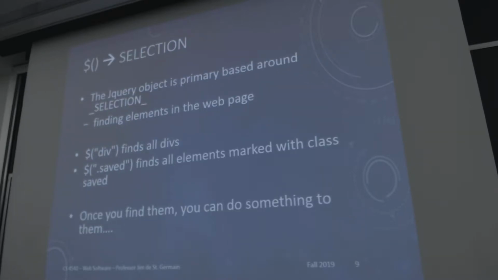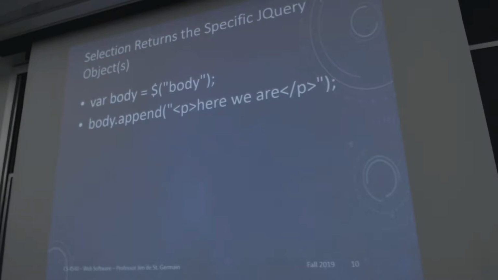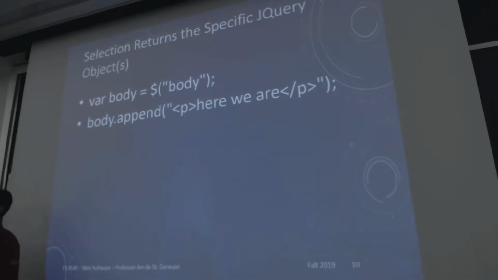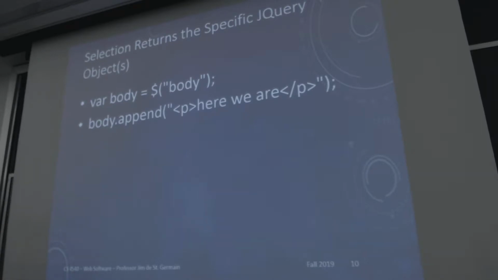So we've already been talking about selection. Here's an example. Find all the divs, find all the saved classes, and once you find them, you can do stuff with them. So here's a neat one. Turns out, of course, that body is an element inside the page. And one thing you might want to do is as you are writing your code, you want to debug your code, right? And I gave you two examples last time of how to debug code in JavaScript.